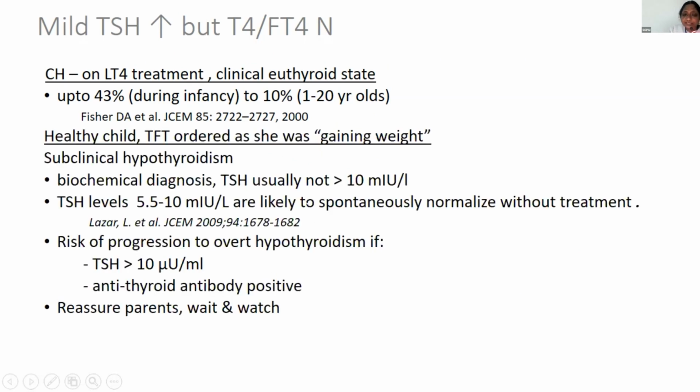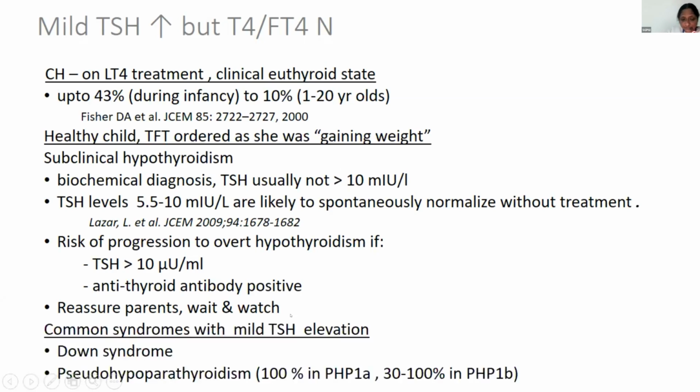A healthy child, ordered TFT as she was gaining weight, diagnosed to have subclinical hypothyroidism. That is only a biochemical diagnosis for that child. And the TSH is usually not more than 10. And usually, when less than 10, they are likely to spontaneously normalize. So the risk of progression is only if antithyroid antibody positive, which we check particularly if there is a family history, or if the TSH is more than 10. In this situation, we need to reassure the parents and wait and watch.